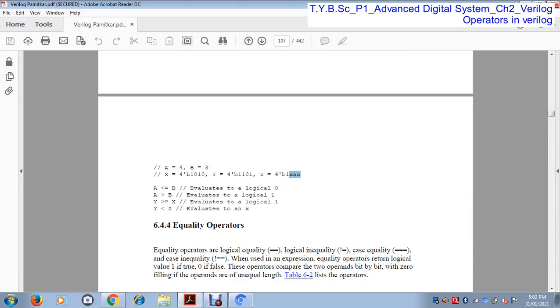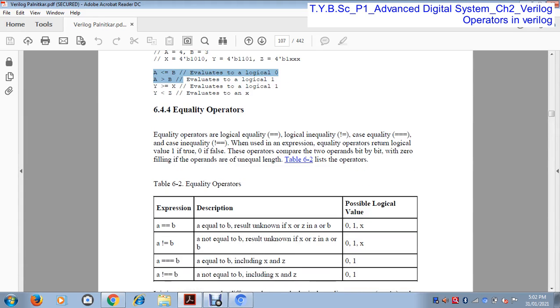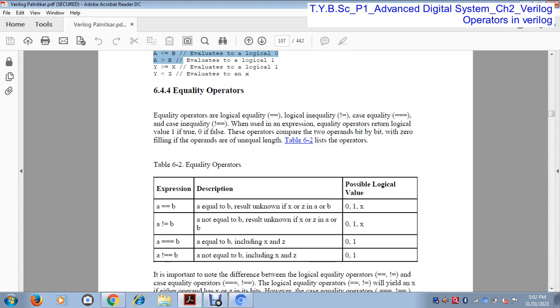If the expression is false, then it gives a result 0. Here the expression is false, therefore the result is 0, and here the expression is true, it gives the result 1. Okay, now the next is the equality operators. The equality operators are logical equality, logical inequality, case equality, and case inequality.